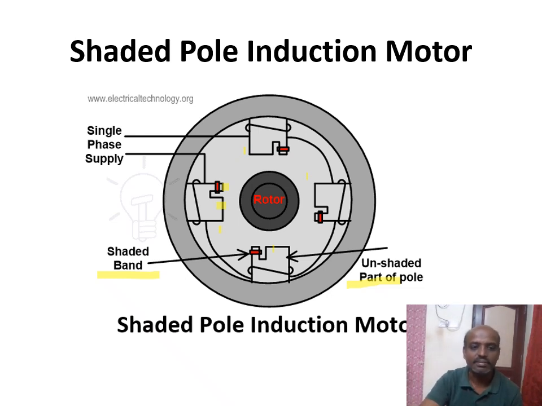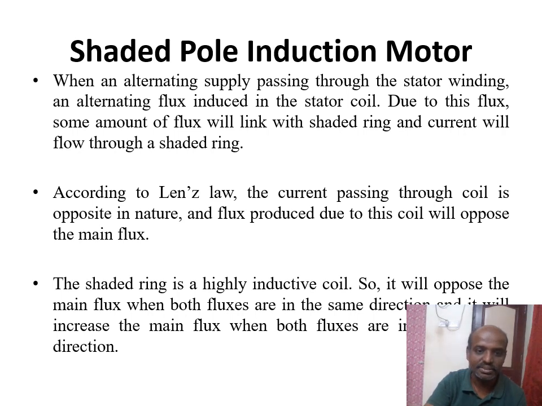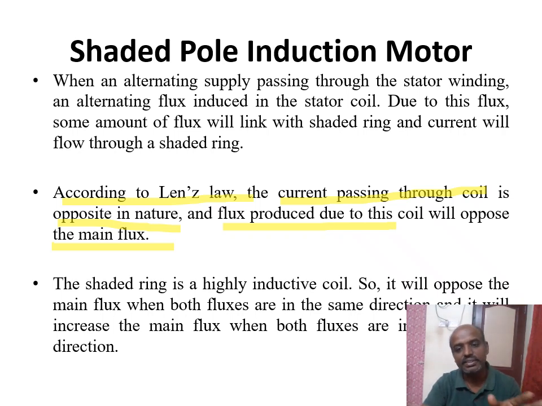So once you give the supply to the stator side, since we have a coil in this, as you know, according to Lenz's law, any current flowing through the coil will oppose the flux induced. That is what is mentioned here. According to Lenz's law, the current flowing through the coil is opposite in nature. The flux produced in this coil will oppose the main flux. As we all know, on the stator side we have two poles. So the main flux produced will be opposed by this shaded ring portion, right?